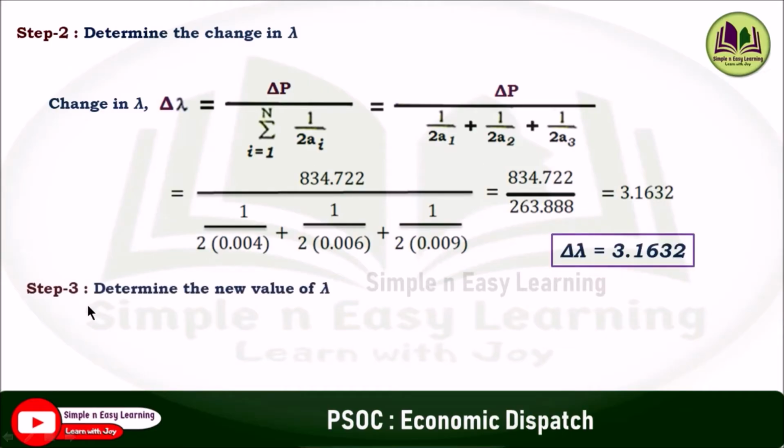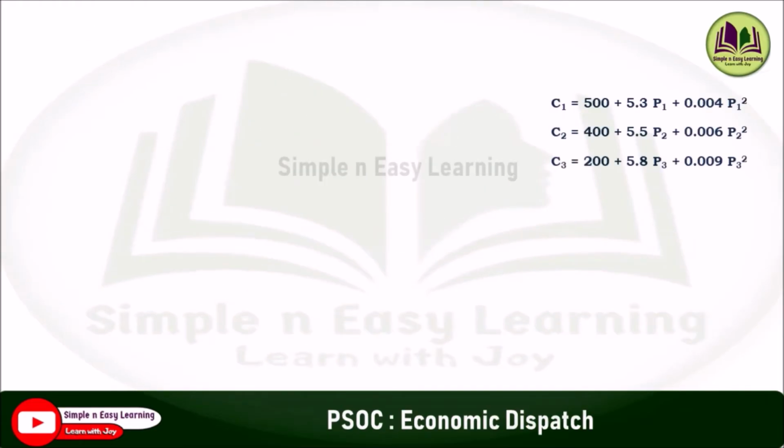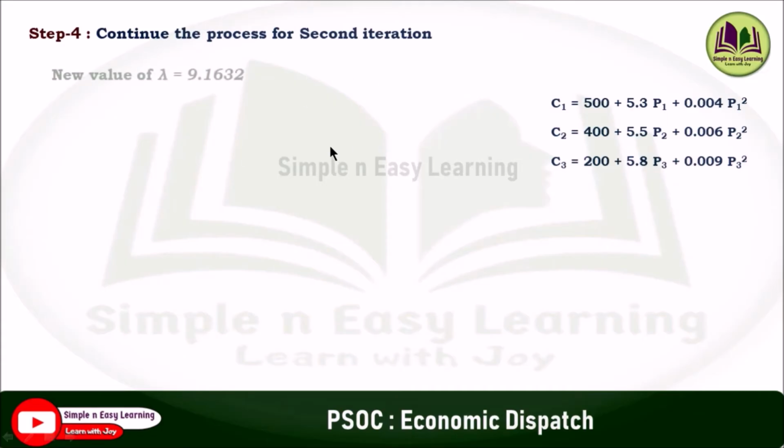Now using this, in step 3, we can determine the new value of lambda. Lambda new equal to lambda old plus del lambda. Old value of lambda is the lambda given, that is 6.0, plus the del lambda 3.1632, that gives you 9.1632 as new value of lambda. So now using this new value of lambda, we are going to determine the power generation once again for the second iteration. So continue the process for second iteration.